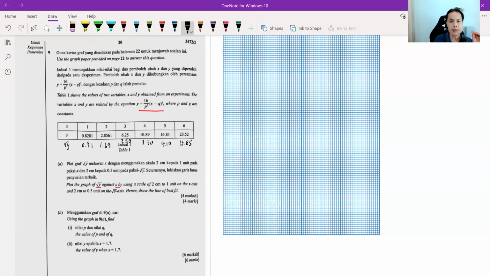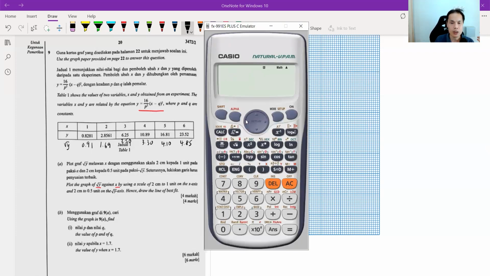Okay, so one thing I don't know whether you know, if you watched my previous video for other state papers, I've always preferred to find the gradient and y-intercept from my calculator. So if you're using this calculator, we can change the mode to statistics. We go to number 2, a plus bx, right?